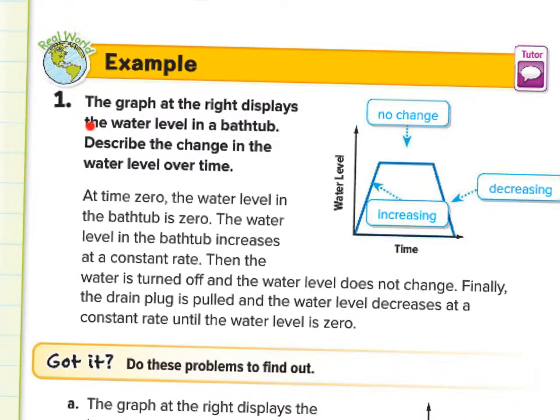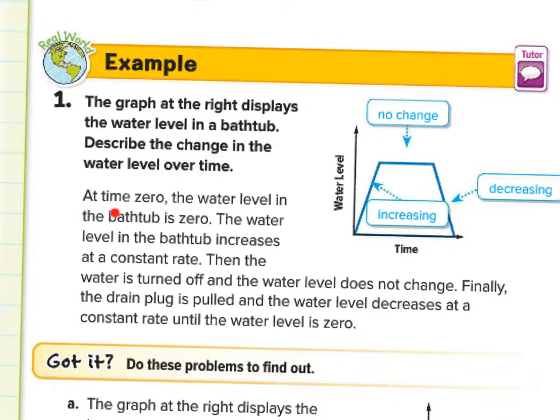Example 1. The graph at the right displays the water level in a bathtub. Describe the change in the water level over time. So it is increasing as we fill it up. Then it's full, and then it decreases, right? Almost at the same rate that it increased.